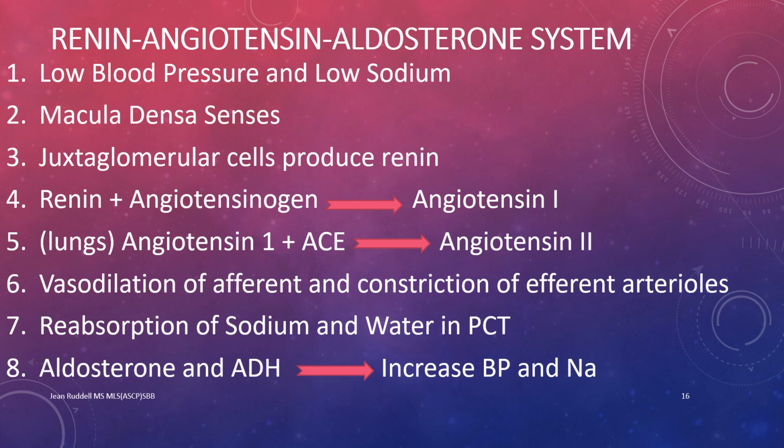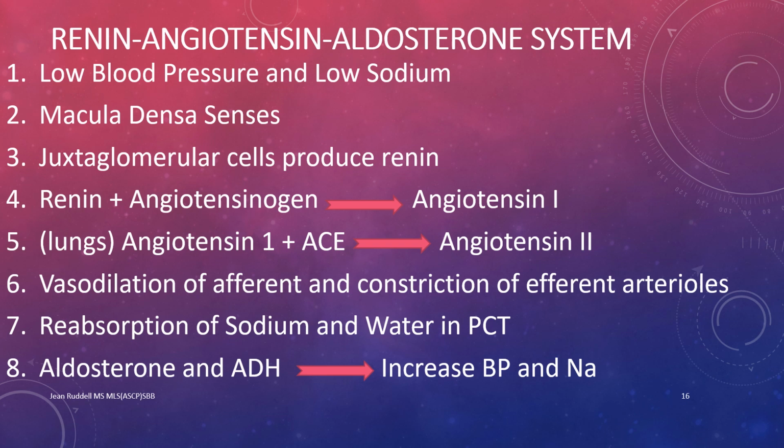Renin-angiotensin-aldosterone system. When the plasma sodium level decreases, this causes the kidneys to lose water to create balance, but this decreases blood pressure. This is sensed by the macula densa cells, causing the juxtaglomerular cells to secrete a substance called renin. When renin reacts with angiotensinogen, it converts it to angiotensin 1.